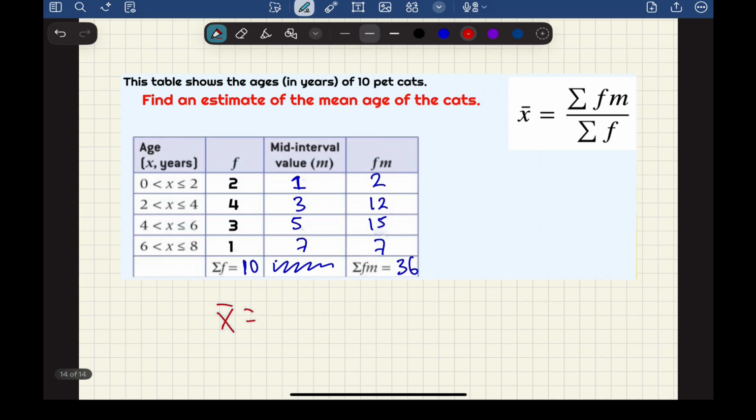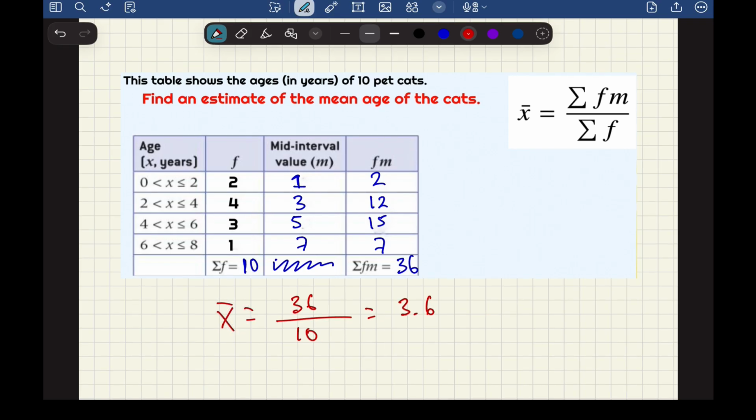We can follow the formula. We can say the sum of the multiplication, so this is 36, divided by the sum of the frequencies, in this case 10, so this will be 3.6, and this is the estimated mean. Okay, this is an estimation, or approximation, and that's it. This is the special case about finding the mean.